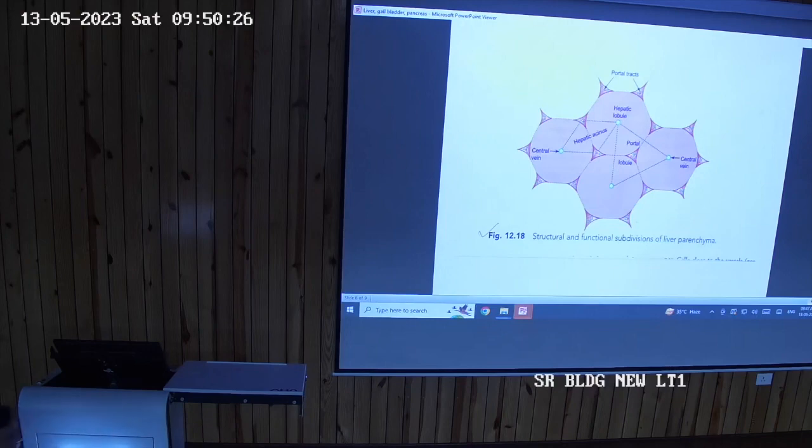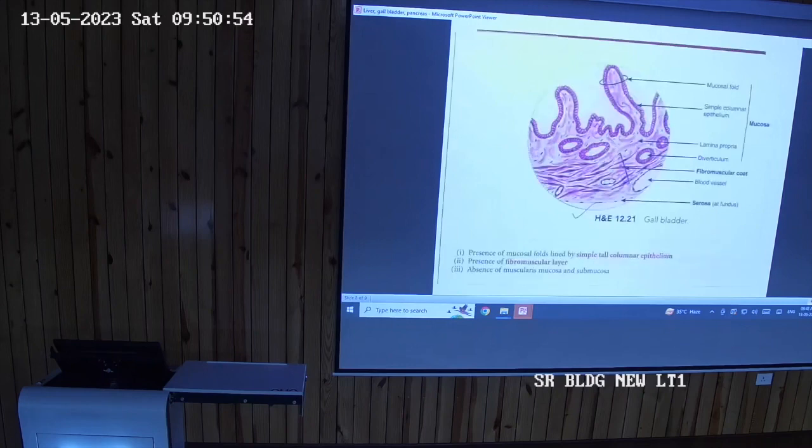Another point is the hepatic acinus. Look at this one. You will read this in physiology also. This is the central vein, adjacent, and this is the portal tract. This is the portal tract, and it is connecting with this central vein, and two adjacent portal tracts are connecting. This is the hepatic acinus. All right. Now look at another slide.